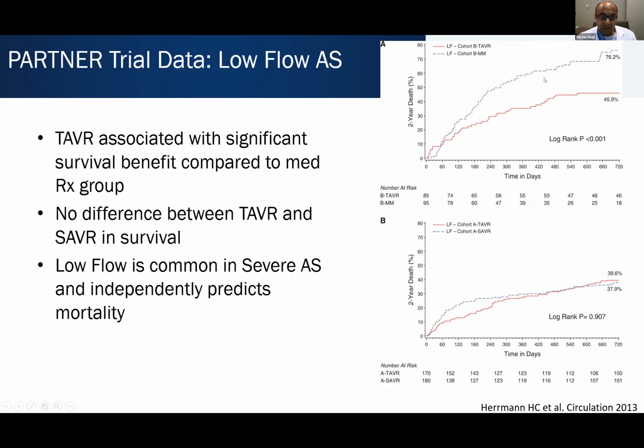TAVR was associated with significant survival benefit compared to medical therapy alone. Here are the Kaplan-Meier curves, 76% versus 45%, in TAVR versus medically managed patients. And there was no difference in survival between the TAVR and SAVR in these patients. So the conclusion was that low flow is common in severe AS and independently predicts mortality in this group of patients.